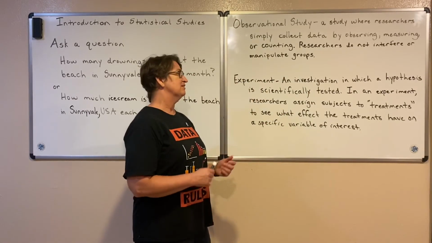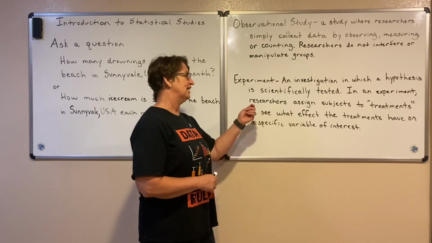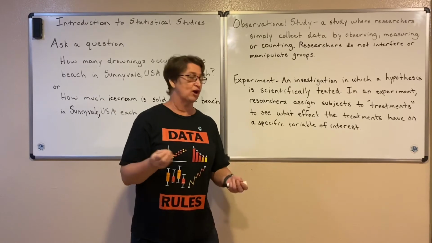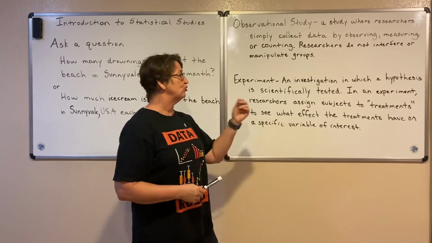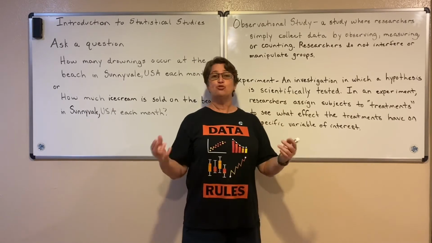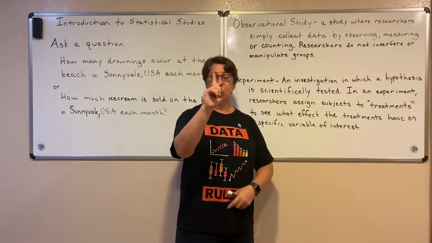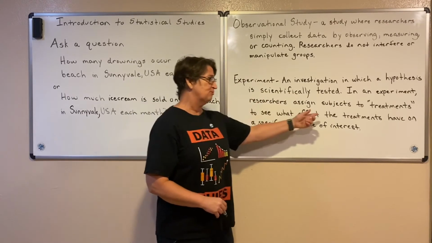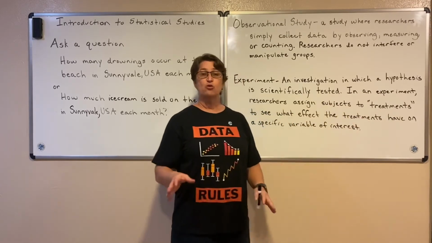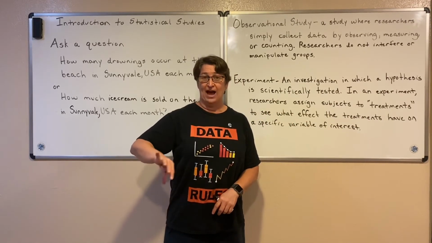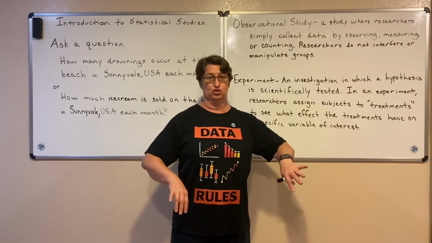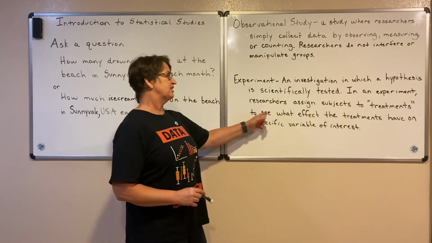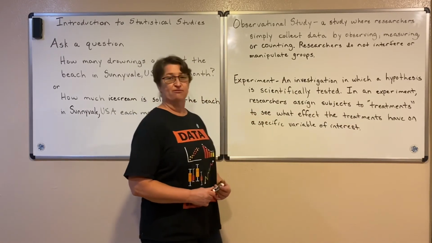An experiment is an investigation in which a hypothesis is scientifically tested. So in other words, we have some idea, ice cream causes drownings, and we want to test it. So we do it in a scientific method. We do things like make everything the same except for one change. In an experiment, researchers assign subjects to treatments. So in other words, I assigned one group to have ice cream and the other group didn't get ice cream. So the subjects got a treatment. They got ice cream. To see what effect the treatments have on a specific variable of interest.